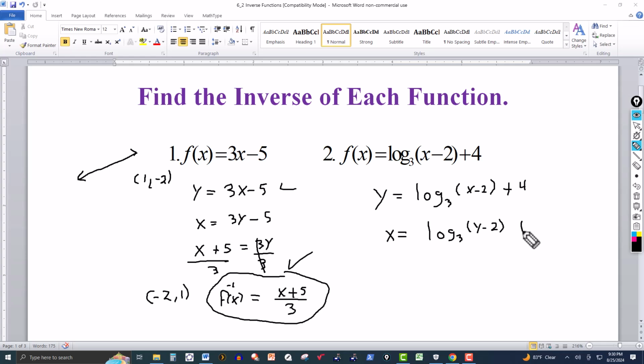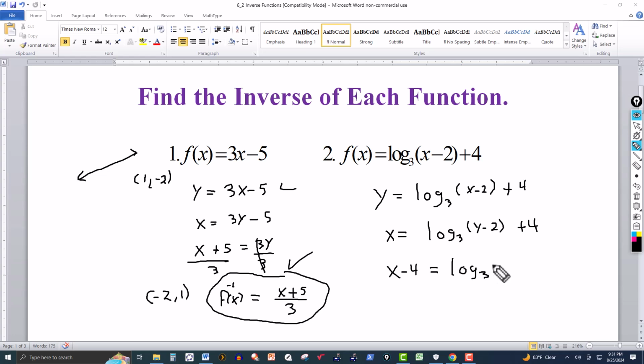Plus the 4. Okay? All I did is replace the y by x and the x by y. Again, that's interchanging the x and the y. And then you just solve it for y. So this is a log expression, so we have to use some properties of log. So first, let's add negative 4 to both sides. Negative 4 added over here, then negative 4 added to the right side cancels that. So I simply get this.